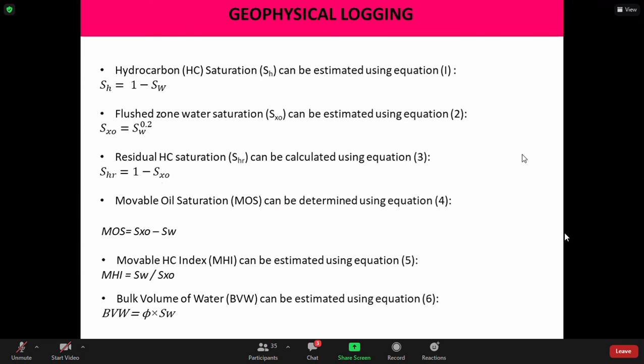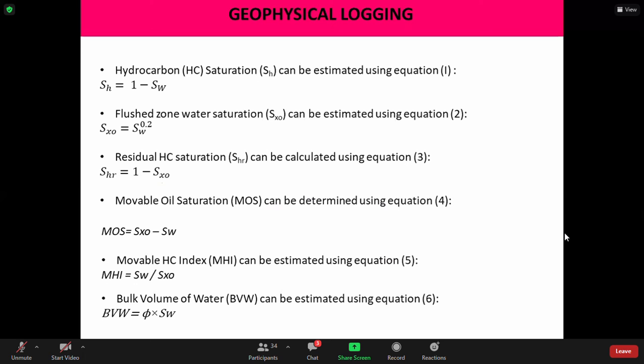Hello, is it part of the assignment I gave you? I said this is part of the assignment I gave you, estimating water saturation of the flushed zone. Yes, you said? It's part of it, ma'am. Yes, it's part of it, okay?